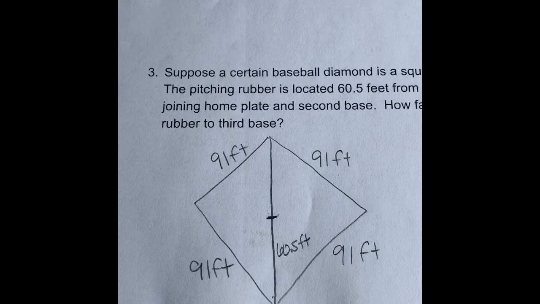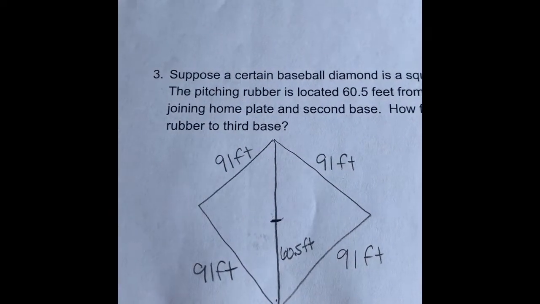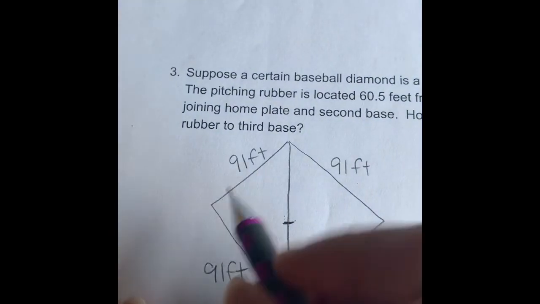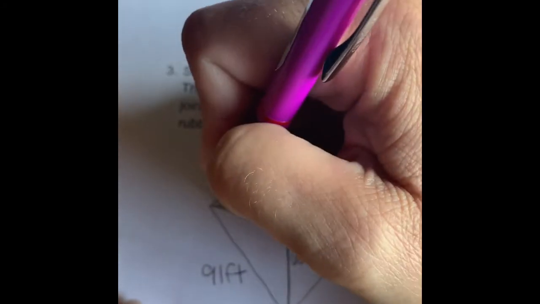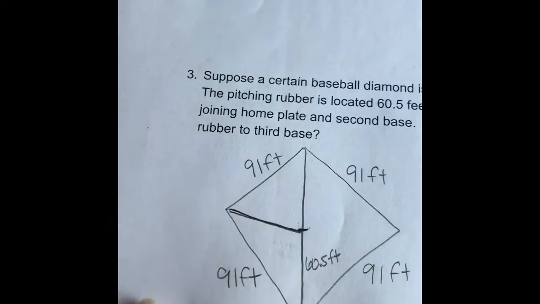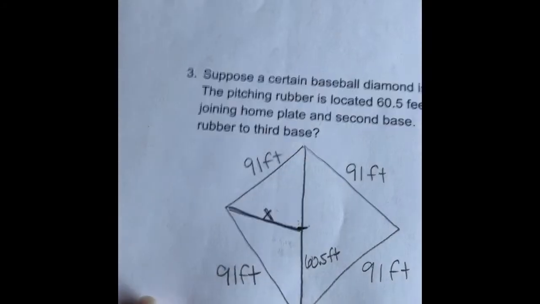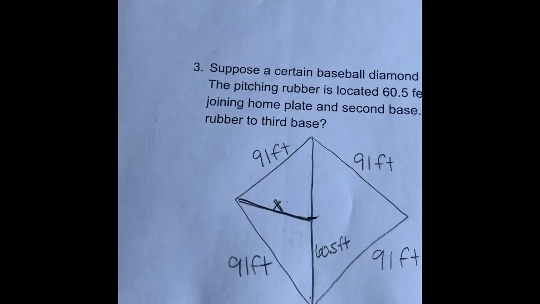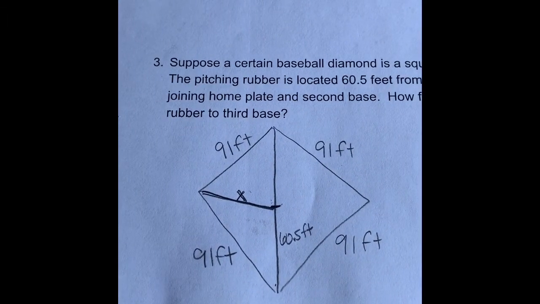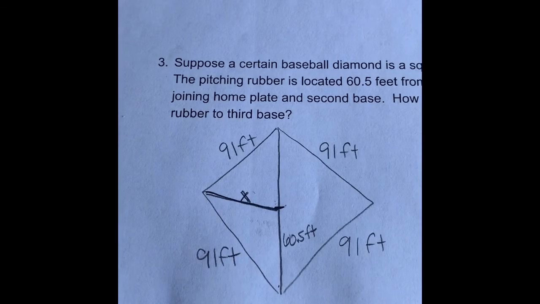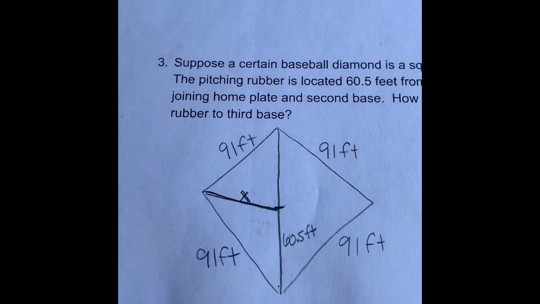Okay, so that's what we have as a picture based off of the information we're given. How far is it from the pitching rubber to third base? So third base is over here. So we want to figure out how far this is from the pitching mound. So we're trying to find that distance there. I'm just going to label it X. Remember, no matter whether we're using the law of sines or the law of cosines, we have to know at least one angle. And right now we don't have any angles, but I want you to think back to geometry.